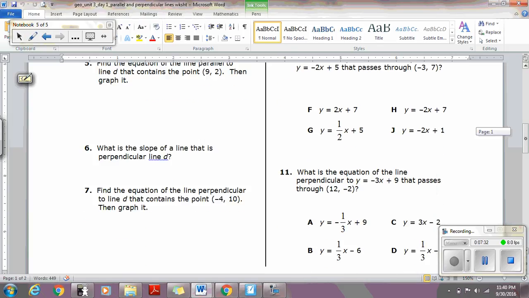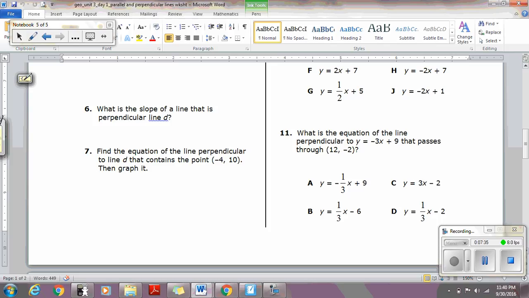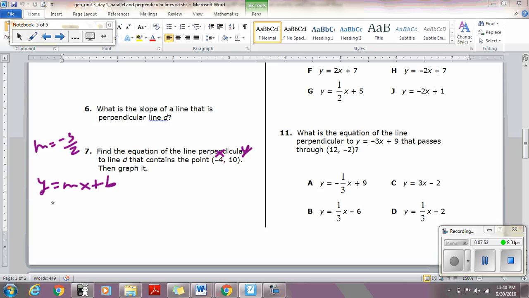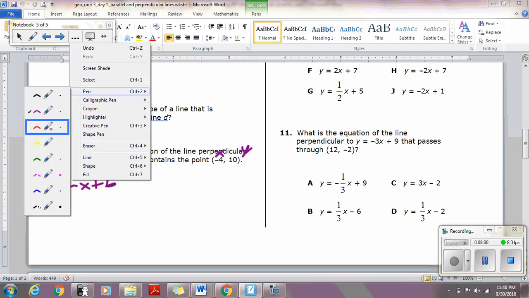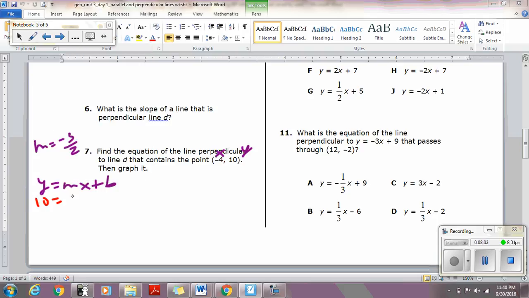Now number 7 wants us to find the equation of a line perpendicular to D. Again, the slope we found in 6, so that was negative 3 over 2. They give us this ordered pair to substitute for x and y. And we're going to use the equation y = mx + b to replace m, y, and x. So let's do that much so far. y is 10, m is negative 3 over 2, x is negative 4, and again, the only thing that does not get a replacement is b, because our job is to find our y-intercept.